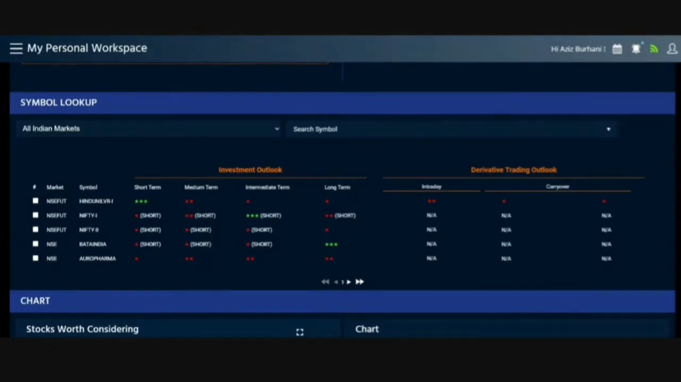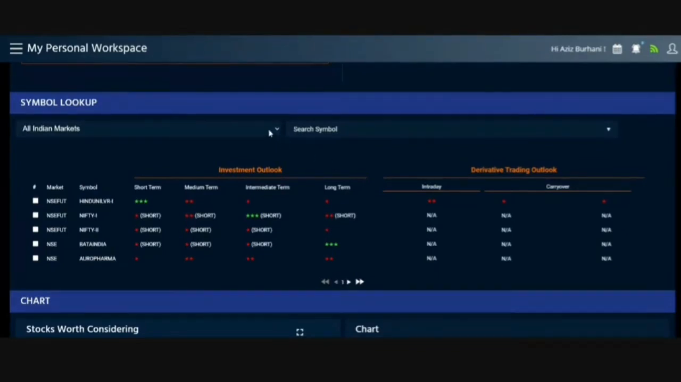Okay, so medium term is 1 year, long term is 3 years, intermediate is 1.5 years, and short term is 6 months. For the intraday star rating, it uses the 25-minute chart. For the carryover, the star rating on the left-hand side is plotted on a 75-minute chart, and the star rating on the right is on a 125-minute chart. Okay, so I hope that makes it very clear.